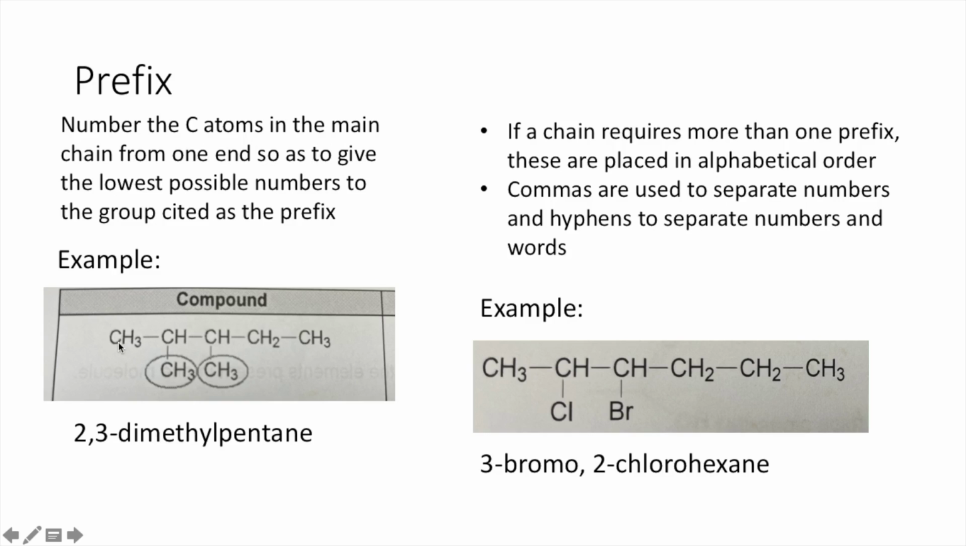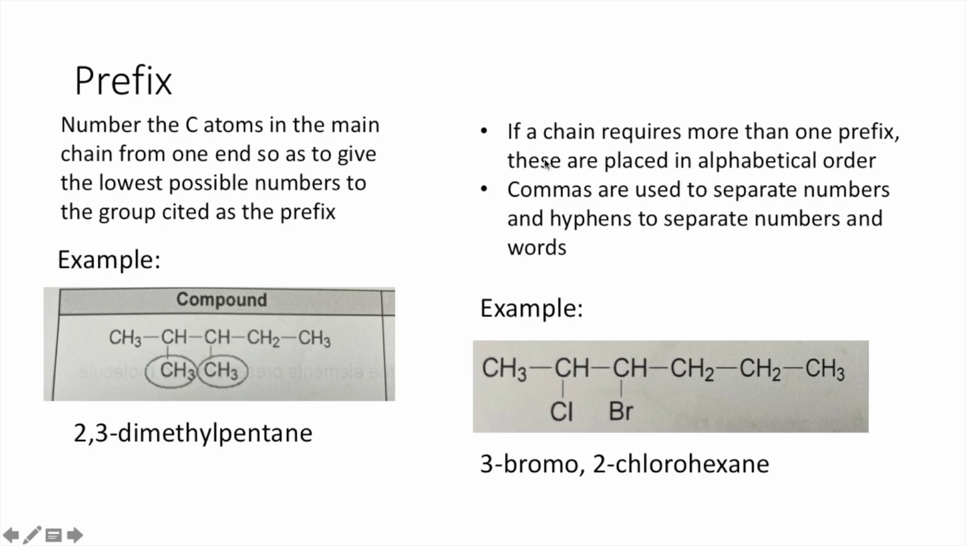And the name will be, instead of being 2,3-dimethylpentane, will be called 3,4-dimethylpentane. So between these two names, 2,3-dimethylpentane is actually the correct name, because looking at this rule, we're supposed to assign the lowest possible numbers to the group cited as the prefix, and hence 2,3 is lower than 3,4, so we use 2,3-dimethylpentane.